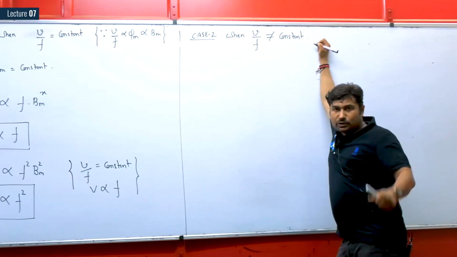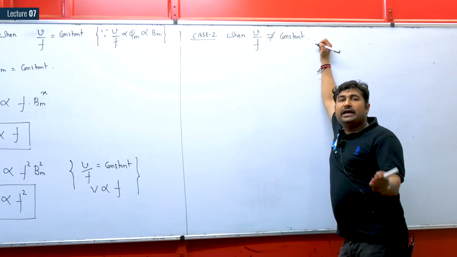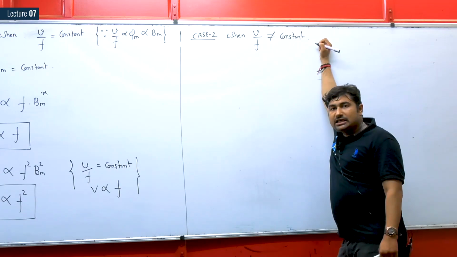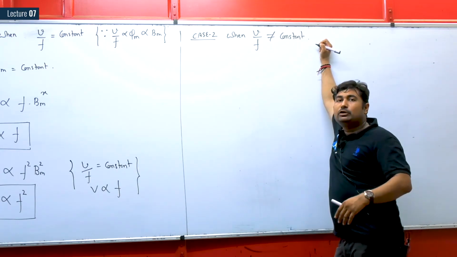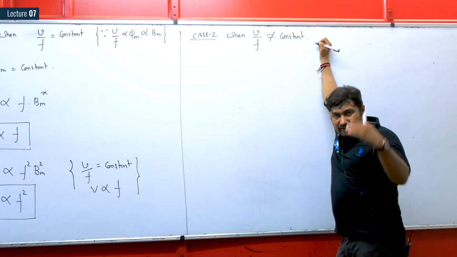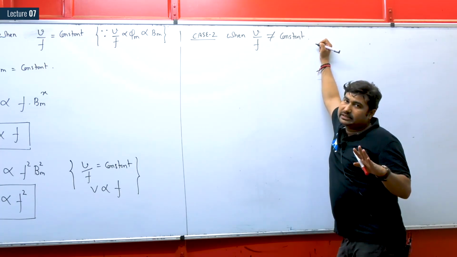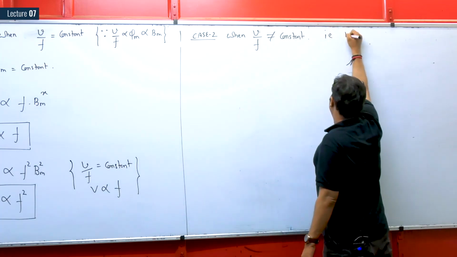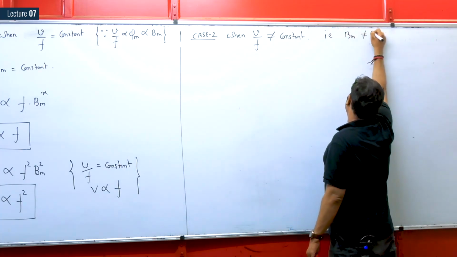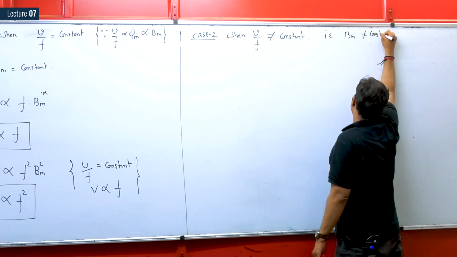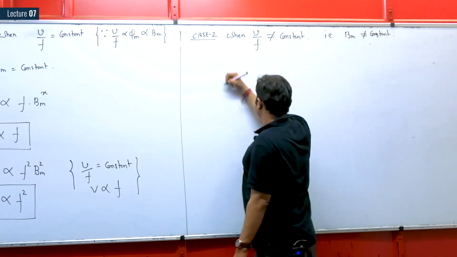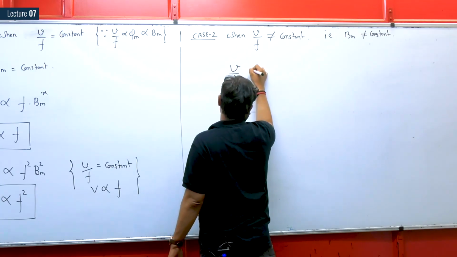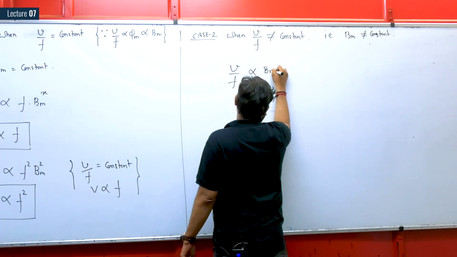Again, let us suppose we have a 440 by 220 volt 50 hertz transformer, and now I am using the same transformer at 440 by 220 volt 60 hertz. So it means the V by F ratio will not remain constant. If the V by F ratio is not constant, it means Bm is not constant, as Bm is proportional to V by F. The greatest advantage of the proportionality sign is that we can avoid all the constants. So you can say V by F is proportional to Bm.